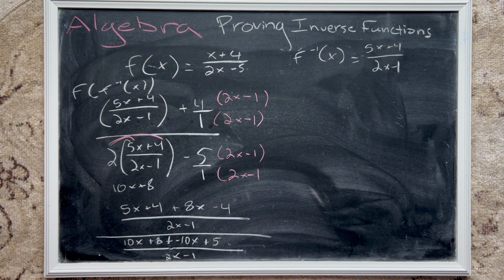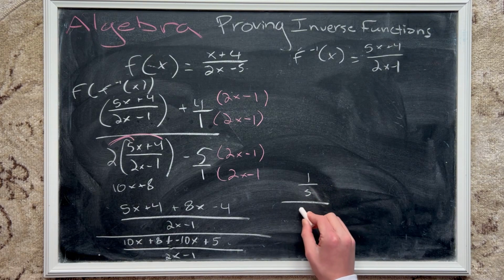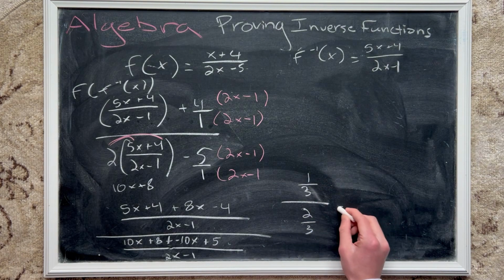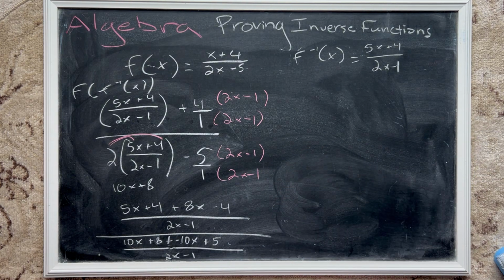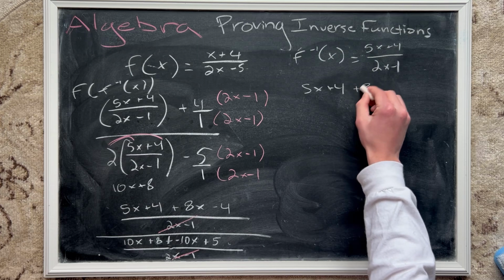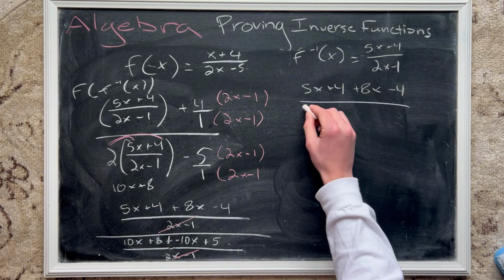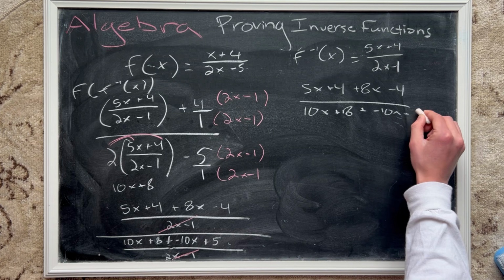Alright. So now we see a fraction where the numerator and the denominator are both over the same thing. So we can actually just remove the denominators, the 2x minus 1. Because if we had 1/3 over 2/3, that's going to have the same value as 1/2. We don't need those denominators when we have a fraction over a fraction. So we can cancel those out, leaving us with 5x plus 4 plus 8x minus 4 over 10x plus 8 plus negative 10x plus 5.